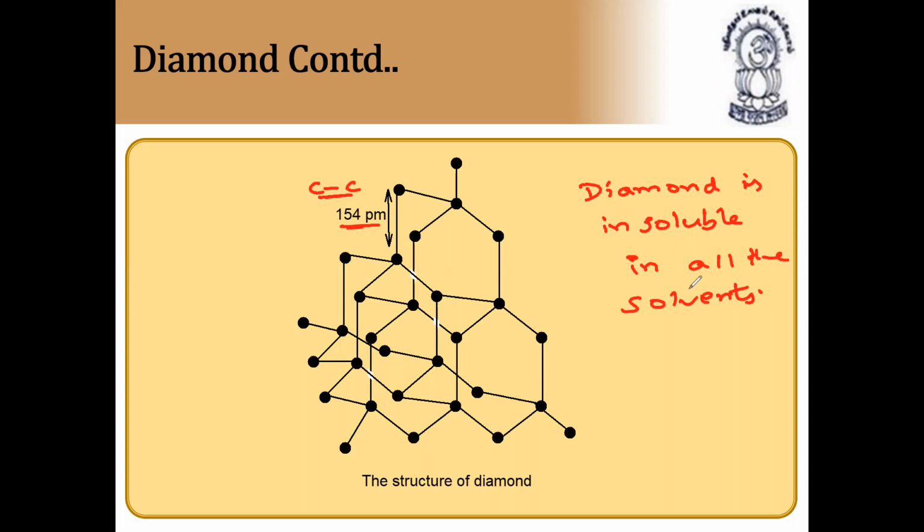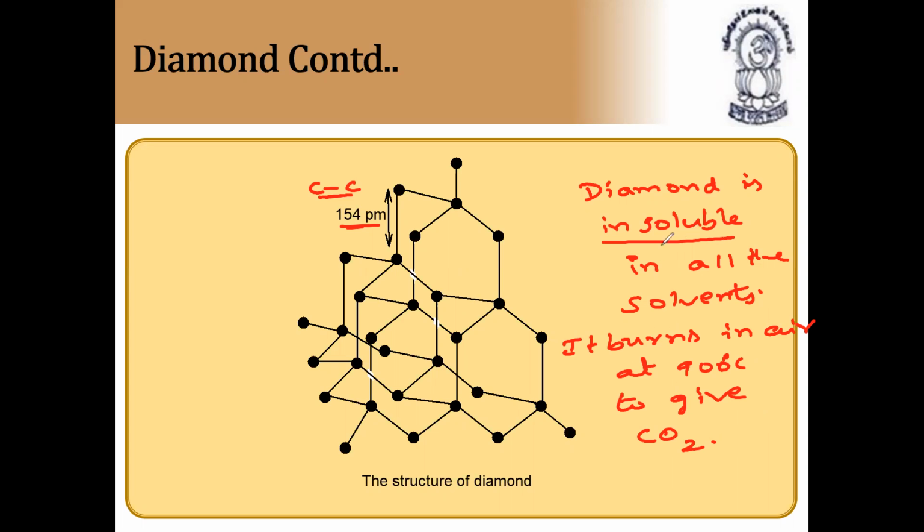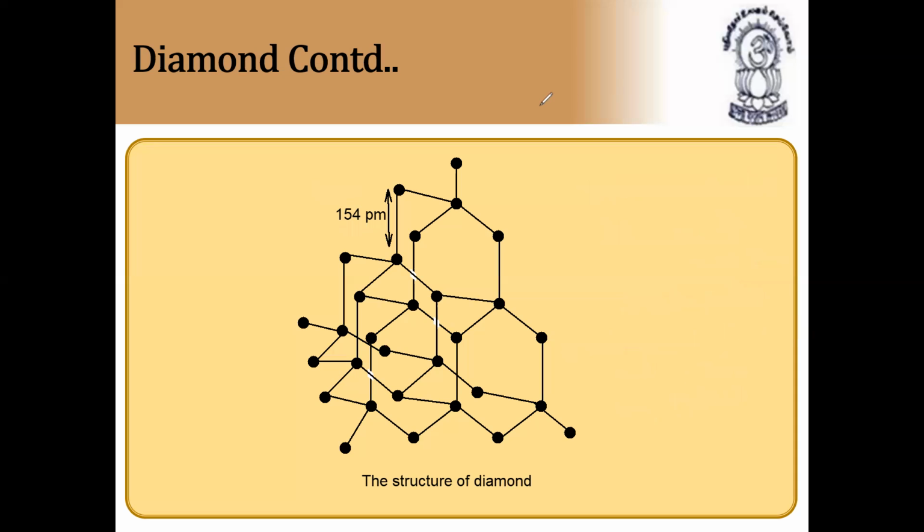It burns in air at 900 degrees, a very high temperature, to give carbon dioxide. So diamond is insoluble in all the solvents, and it burns in air at 900 degrees to give carbon dioxide. Some more properties of diamond, let us see now.